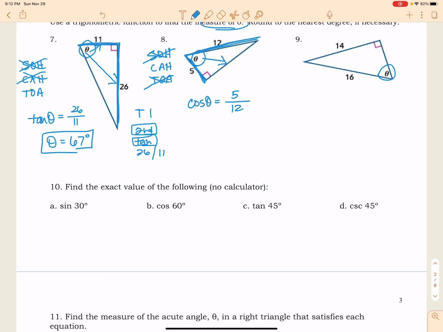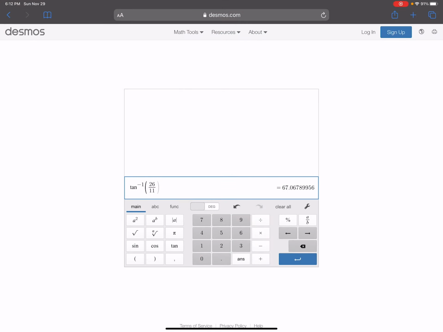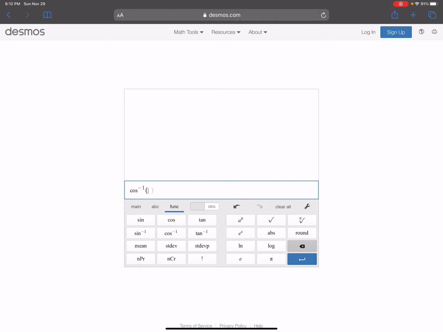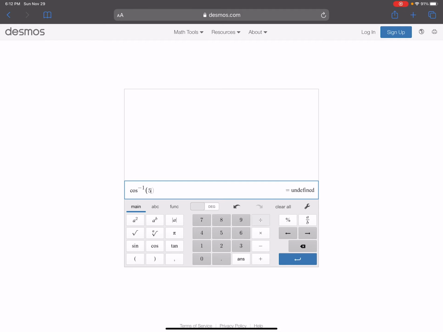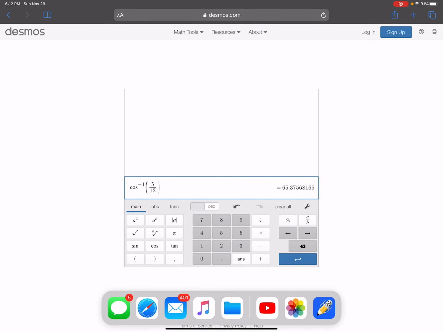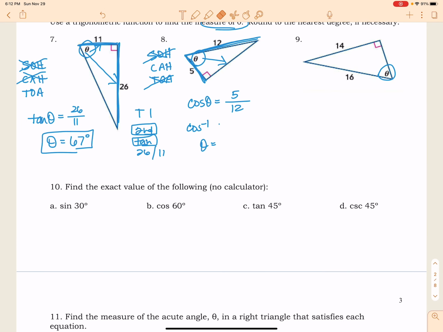Now I'm going to do the same thing. I'm going to use cosine inverse to find what theta is. So theta is going to equal, going back to my calculator, clear that, go to function, cosine inverse of 5 divided by 12, and that gives me 65.4 roughly. But it's angle measure, so I'm just going to round it to a whole degree. 65 degrees, there we go.